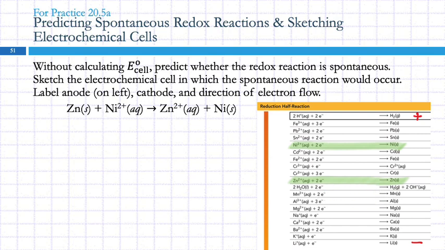So the book's method is to say, well, the more negative one, the electrons are going to run away from, right? So that's going to be the anode. That's going to be the oxidation. That's the one that's flipped. But if I take a more positive number and I change this more negative number to positive, then when I add them together, I'll get a positive number. Even if these are both negative, that one's less negative than this one. So is this, as written, spontaneous? Yeah, it is.